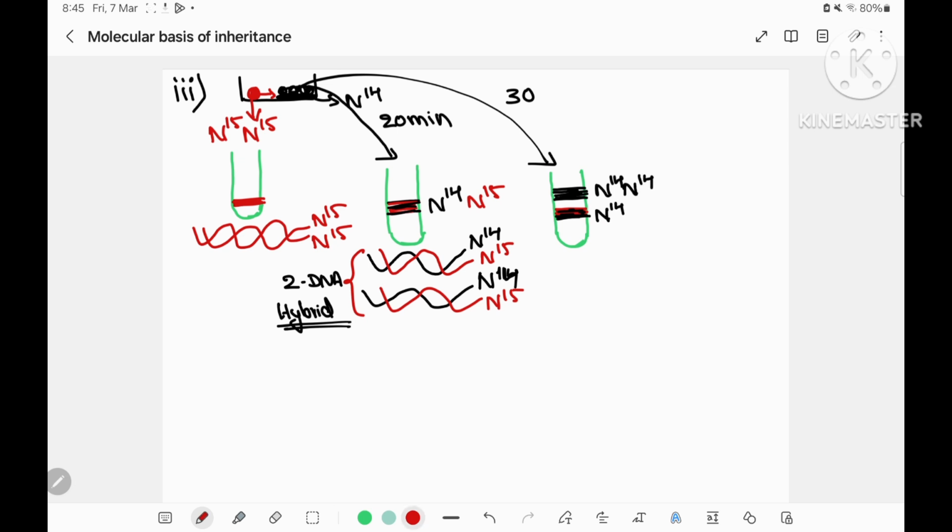There the bands were formed of two types. One was a lighter band which is formed above, and another band is formed at the middle. Of course it will be a hybrid.